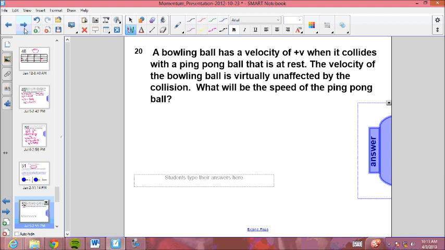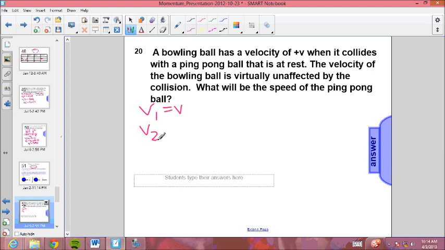So we've got that our v1, our bowling ball velocity, is v. Our ping pong ball, v2, is at rest. And then in the end, the bowling ball is virtually unaffected by the collision. So that means that our v1 prime is still probably v.